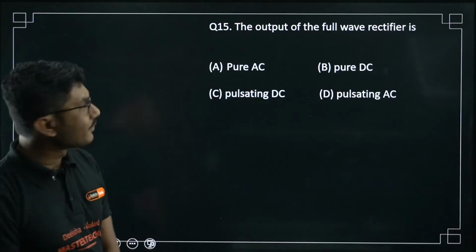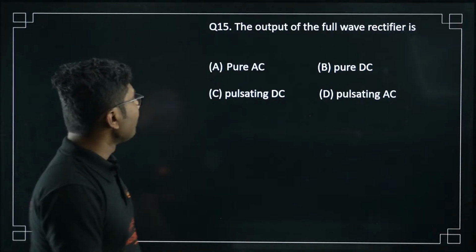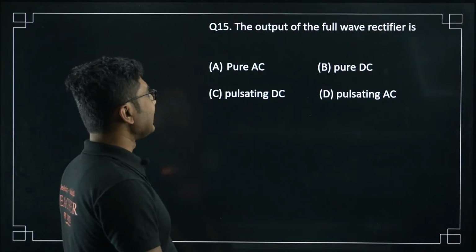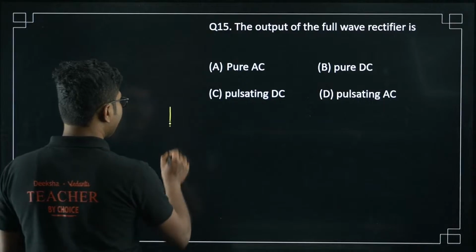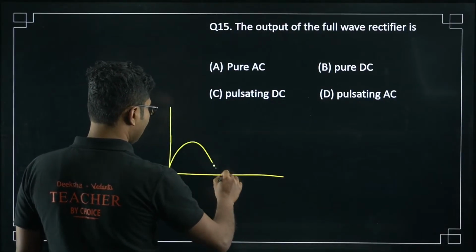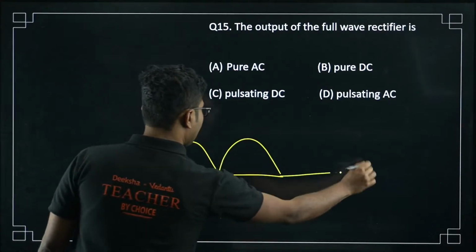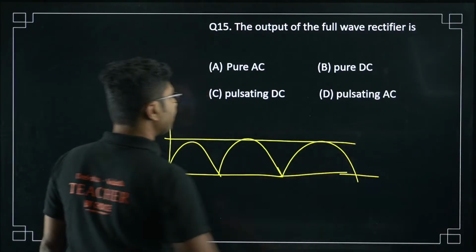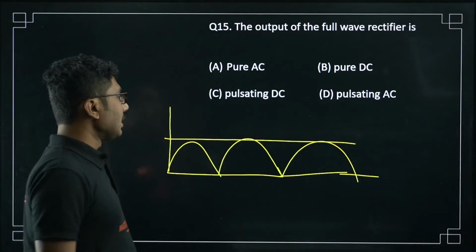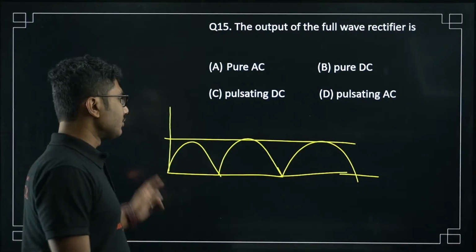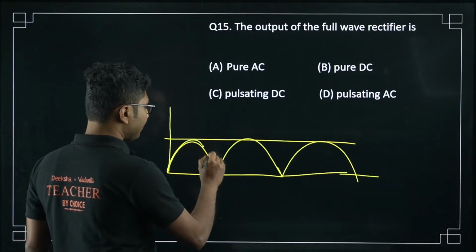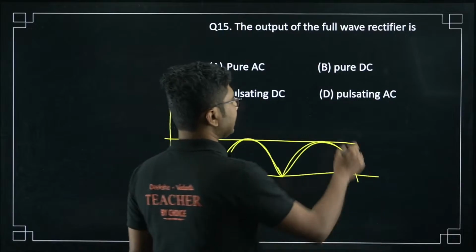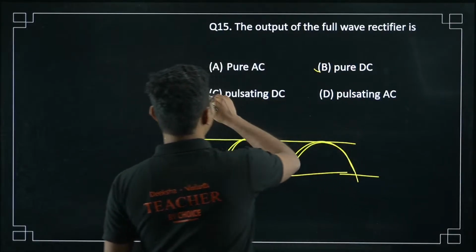The output of the full wave rectifier is pure AC, pure DC, pulsating DC, pulsating AC. A full wave rectifier generally gives you this kind of output, right? This is the waveform. But what does pure DC mean? As I informed in the past when teaching semiconductor physics, pure DC is basically a straight line. But you are not getting that straight line, it is pulsating, it is increasing and decreasing. So basically it's a pulsating DC. Okay, pulsating DC.